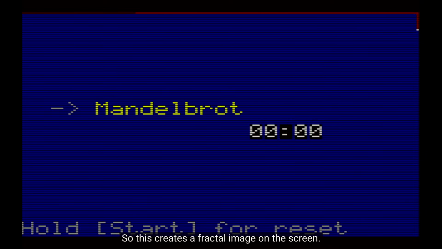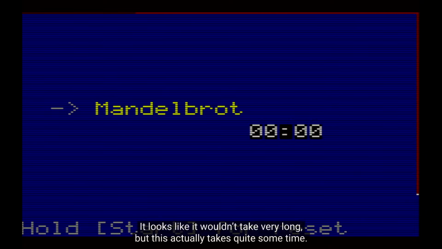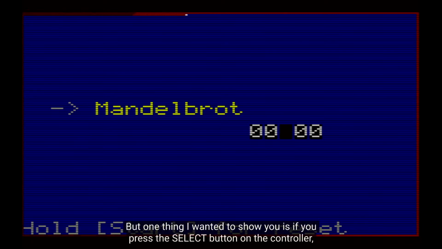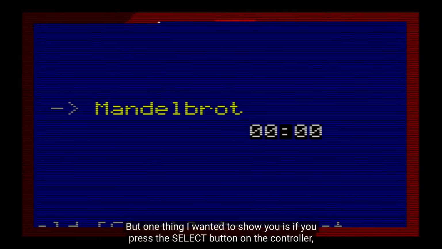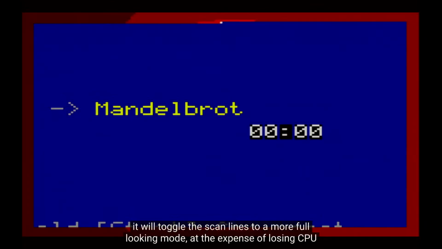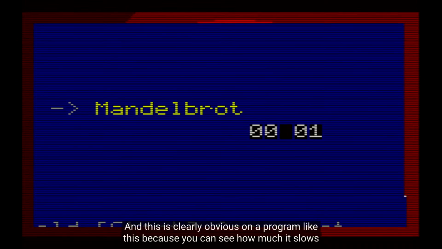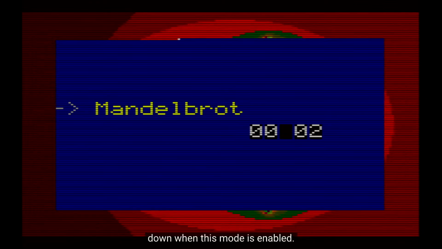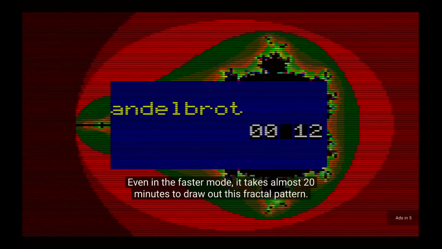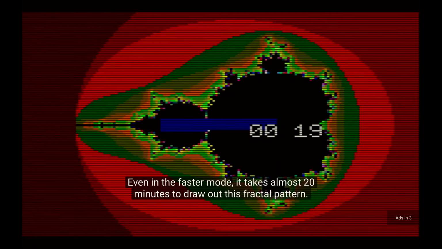So this creates a fractal image on the screen, and it looks like it wouldn't take very long, but this actually takes quite some time. But one thing I wanted to show you is that if you press the select button on the controller, it will toggle the scan lines to a more full-looking mode at the expense of losing CPU cycles for program code. And this is clearly obvious on a program like this because you can see how much it slows down when this mode is enabled. Even in the faster mode, it takes almost 20 minutes to draw out this fractal pattern.